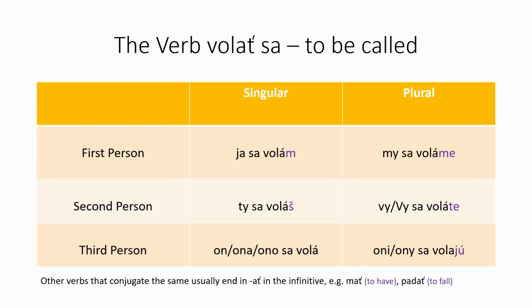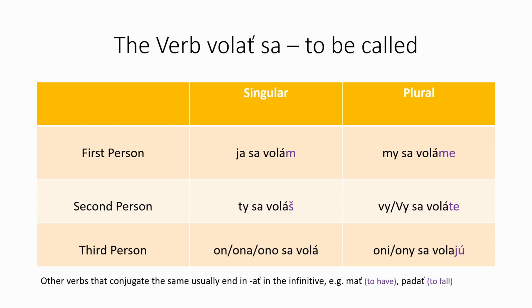So we can remember in the conversation, in the dialogue we had, the customs officer asked our friend George, Ako sa voláte? So notice, he didn't know who George was. He met him for the first time, and thus he addressed him formally, using the second person plural. I highlighted in purple the verb endings, which denote the person.